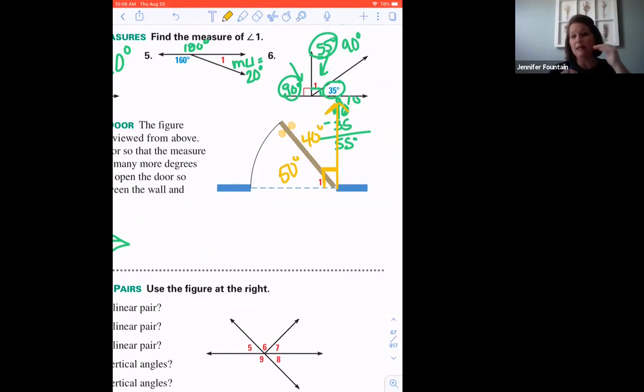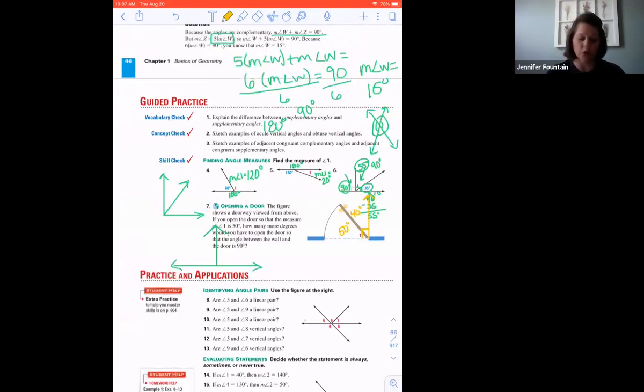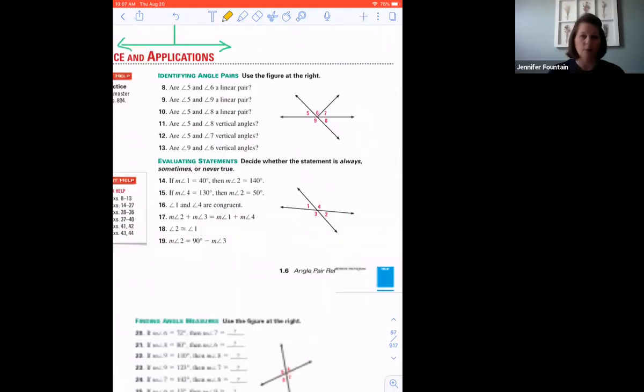Okay, so when I know that complementary equals 90 degrees and I'm given something, I'm just subtracting 90 minus whatever. When I know that supplementary angles equal 180, I just take 180 minus what I know, and that's going to give me the supplement. Knowing those angles is super important. You must know complementary 90 degrees, supplementary 180.